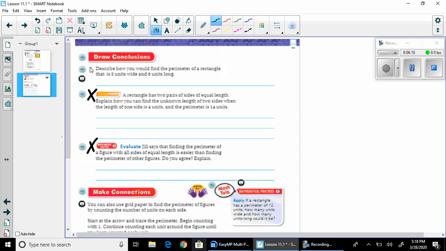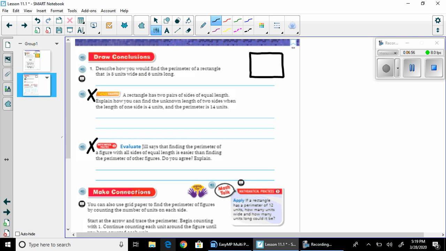Number 1 says, describe how you would find the perimeter of a rectangle that is 5 units wide and 6 units long. When we are finding the perimeter, there are 2 steps that we need to use to solve. The first step is to draw out your figure, showing all the units all the way around. And then the second step is to show your equation. I do not have my dotted paper, unfortunately, and you do not have your geoboard in front of you, but we can still draw our rectangle. I'm going to draw a rectangle here on the side of my paper. You can go ahead and do the same.